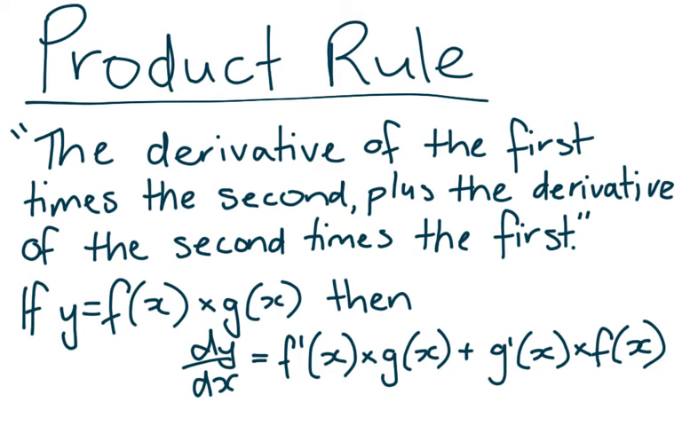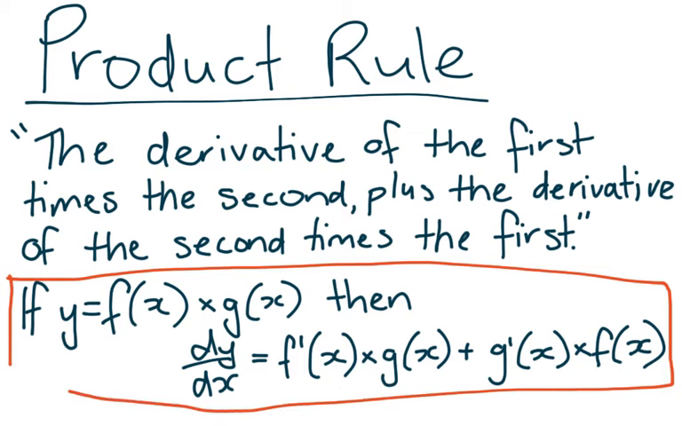So the best way to remember the product and quotient rule is by saying what I've got in quotations here. The product rule is the derivative of the first times the second plus the derivative of the second times the first. And then what I've done is I've also written that out, and I'm just putting a box around it now, how it would appear on a formula sheet. So if y equals f of x times g of x, then the derivative is f prime x times g of x plus g prime x times f of x. So it's just easier sometimes to remember that it's the derivative of the first times the second plus the derivative of the second times the first.